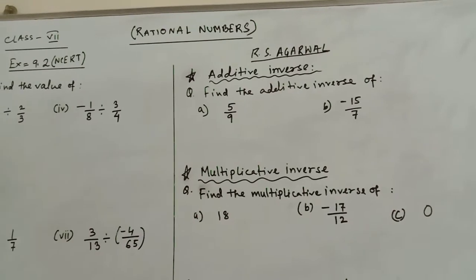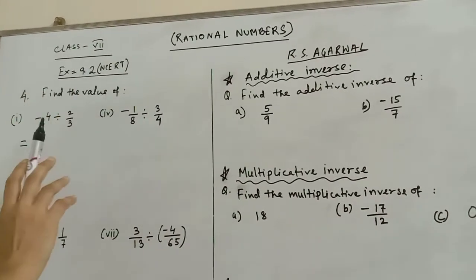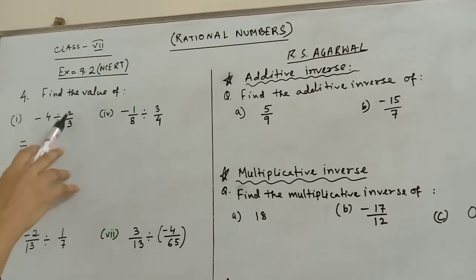Today we will do question number 4 from exercise 9.2, chapter 9, rational numbers from the NCERT book. Here you have to find the value of minus 4 divided by 2 by 3. You know that you have done this kind of sums before in the class also.